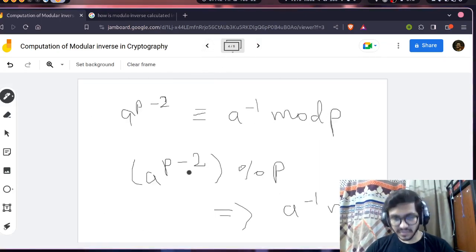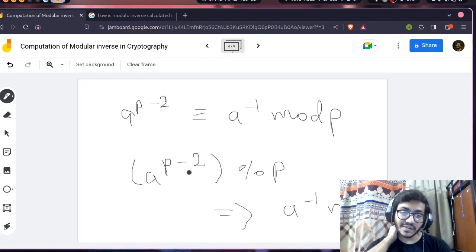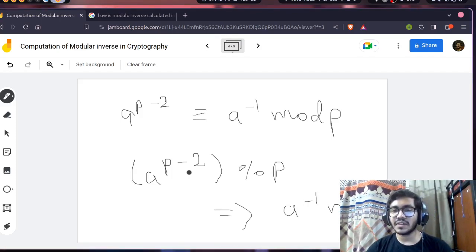Again, I just want to stress that yes, you can use extended Euclidean theorem to calculate this, but that is usually when you do it by hand. And for cryptographic purposes, extended Euclidean theorem is not as secure as using this Fermat theorem to calculate modulo inverse.